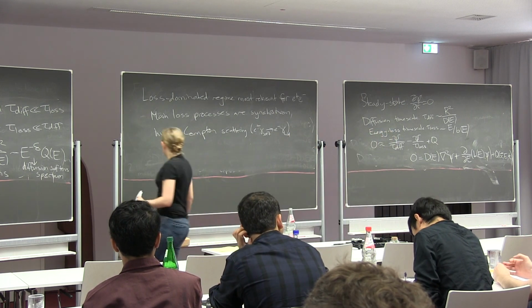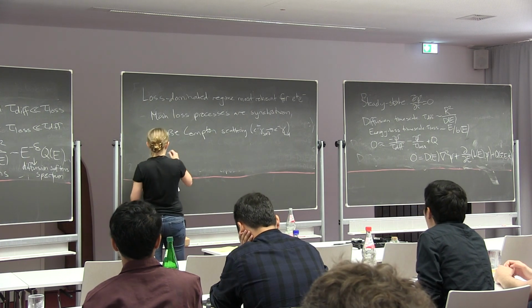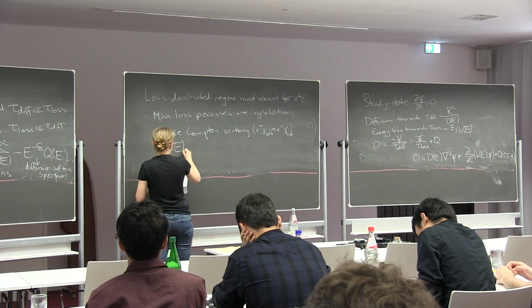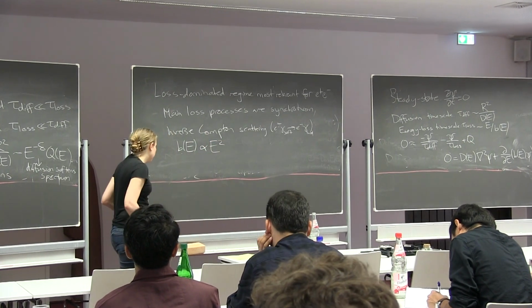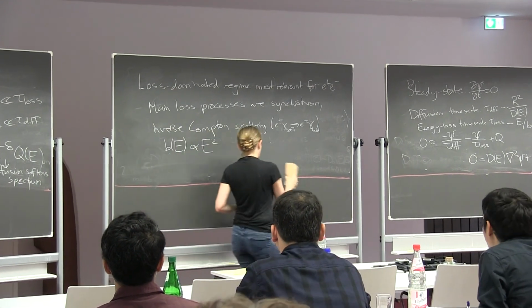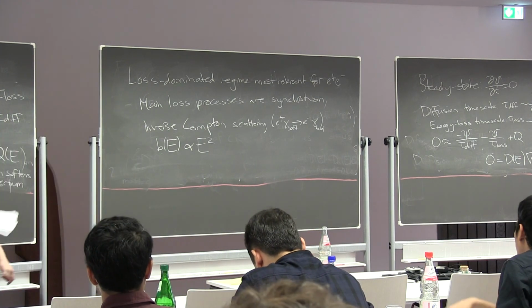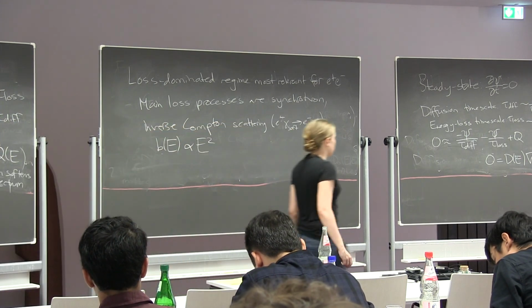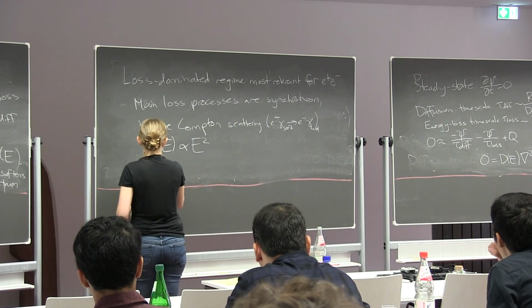Now, both of these, over most of the energy range, scale as b of E proportional to E squared, which you can just check for yourself from QED if you want to. So this tells me that tau loss here scales roughly like E to the minus 1.